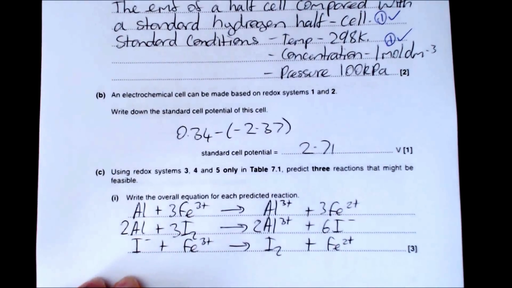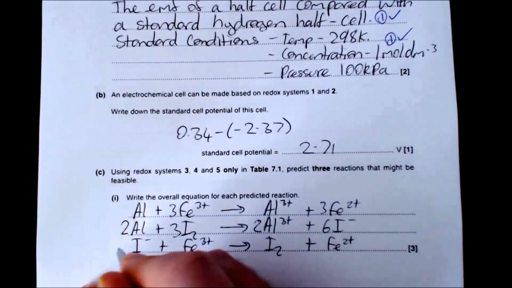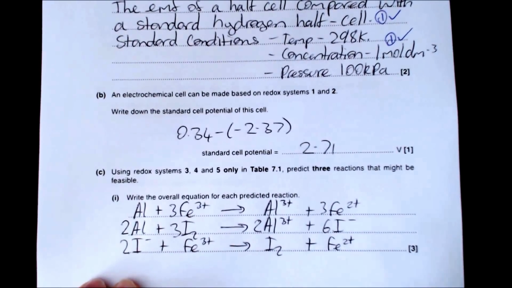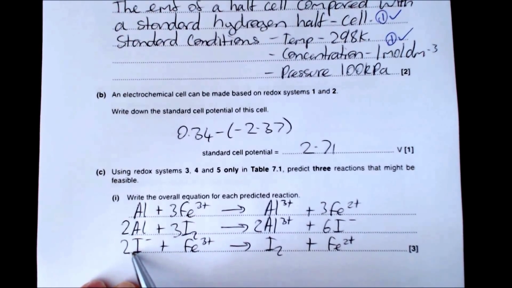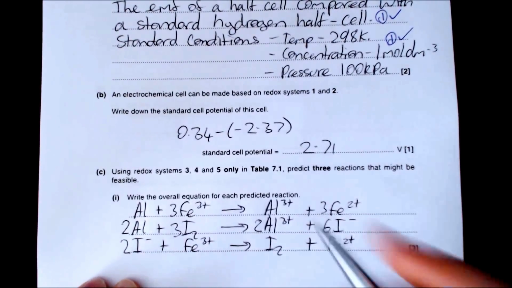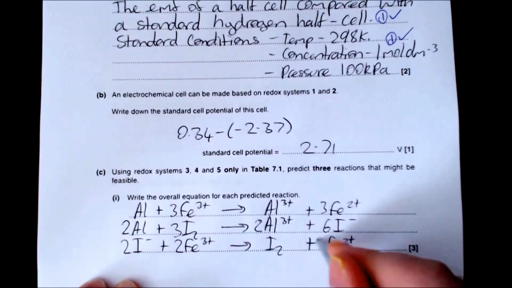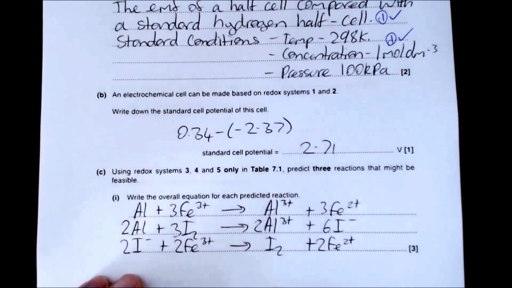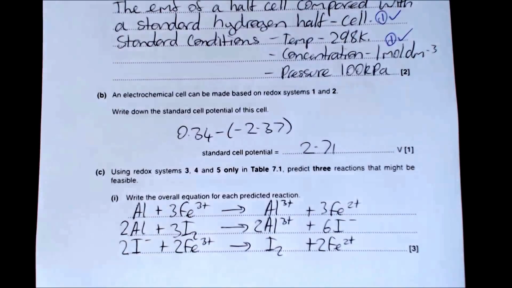Again, we need to make sure this is balanced, and you can see we've got 2 there, so we need to stick a 2 there to make sure that's balanced. And because this is effectively given up 2 electrons each, we need to make sure that the charge is balanced, so we need a 2 there, and we need a 2 there as well. Okay, so there's our 3 equations.